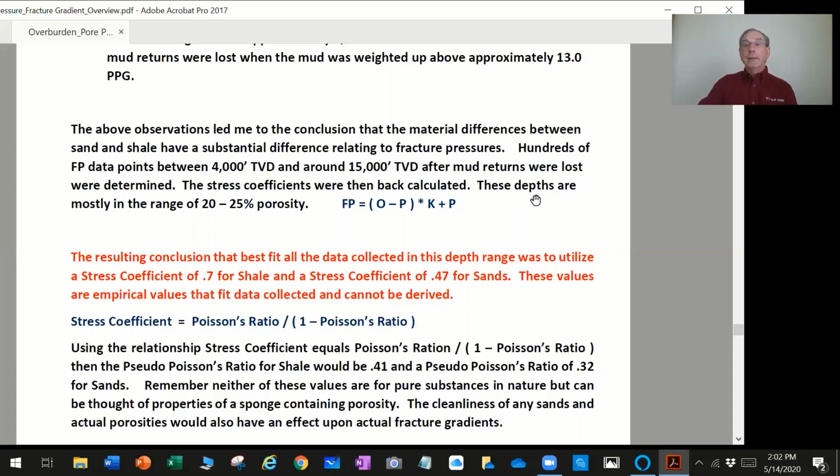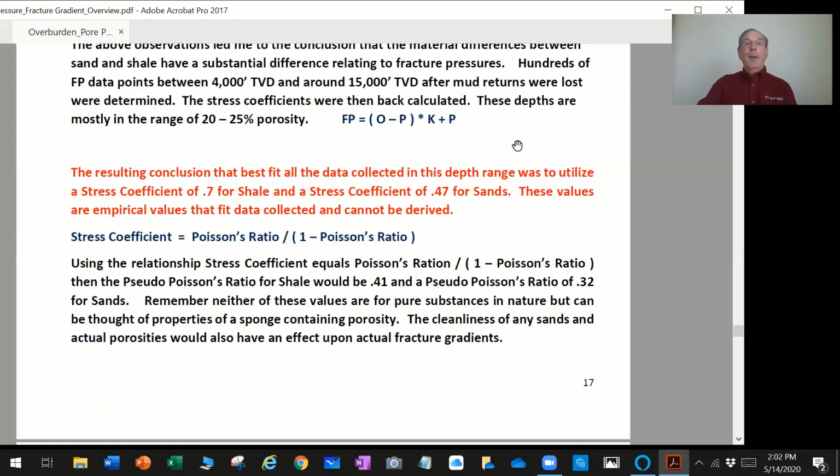Doing this hundreds of times, the best conclusion I came up with on all of my data over a long number of years was to use a stress coefficient for shale of 0.7 and a stress coefficient for sands of 0.47. Now, this data was collected in the Gulf Coast area of the United States and the Gulf of Mexico. That's the only place I collected my data. If you go to other places in the world, you probably should do the same thing I did, which is calibrate your information to the areas where you operate.